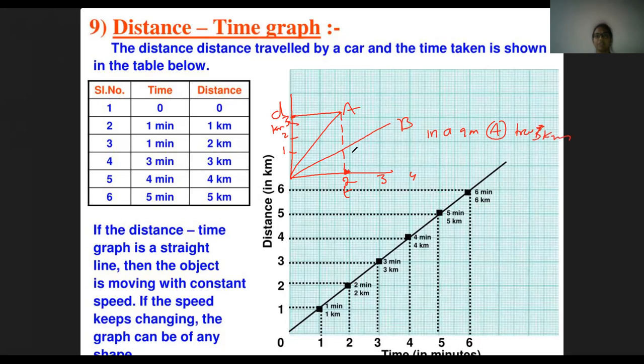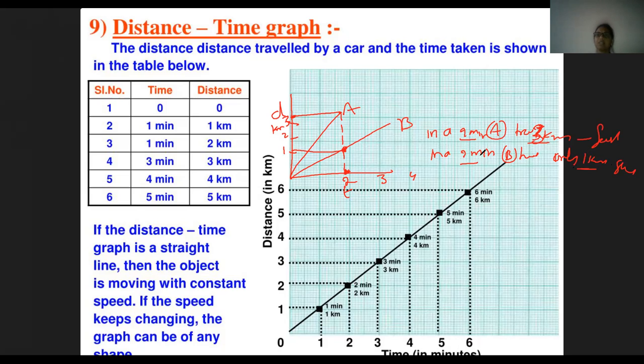But car B, in the second minute, travels only 1 kilometer. So in 2 minutes, car B travels only 1 kilometer. Here it will travel 3 kilometers in 2 minutes, while here in 2 minutes it will cover only 1 kilometer. So this will be the faster and this will be the slower.